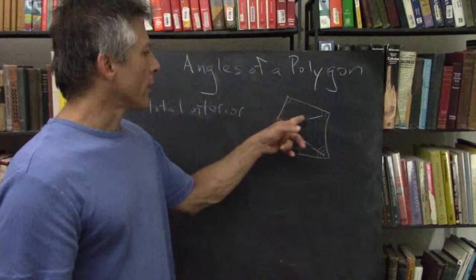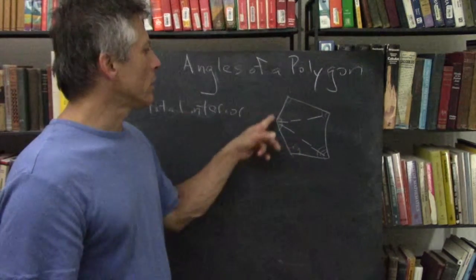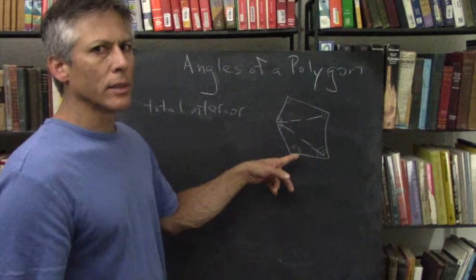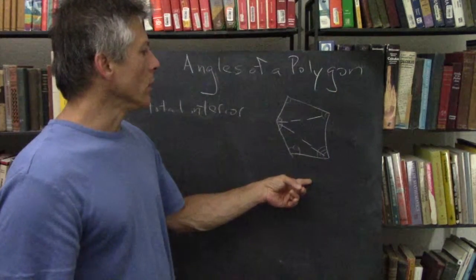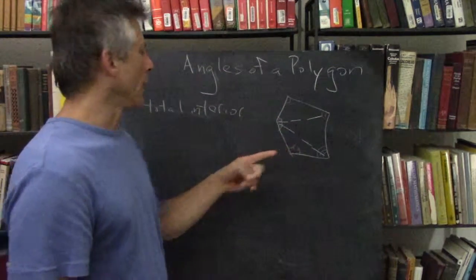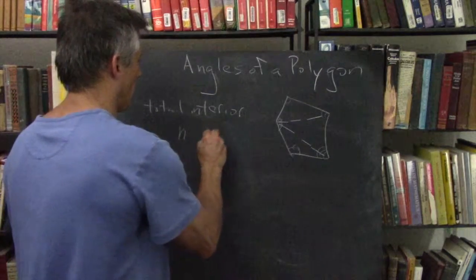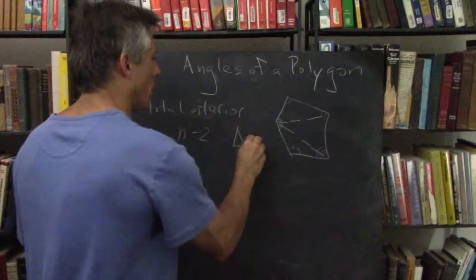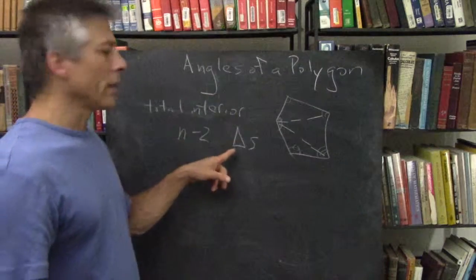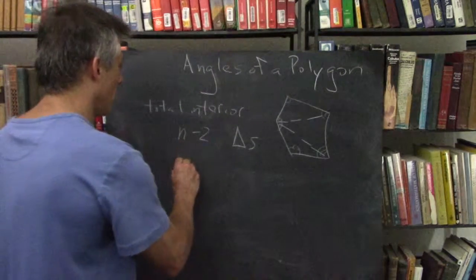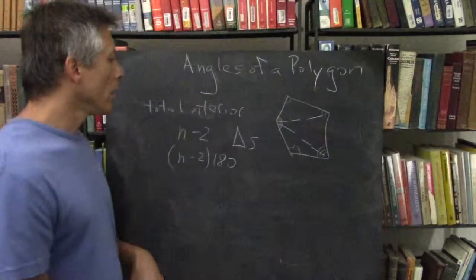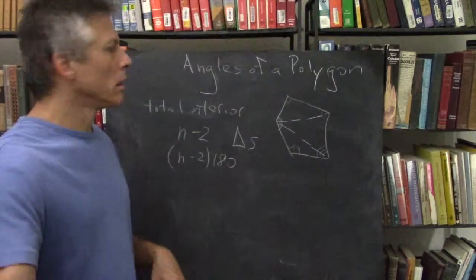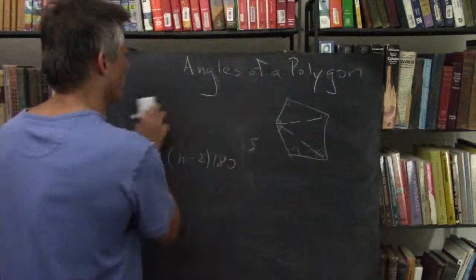So we've got 3 triangles, and that's 2 less than the number of sides. So the number of sides minus 2 is how many triangles we have. And so we multiply the number of triangles by 180. And that'll be the total interior angle measure.